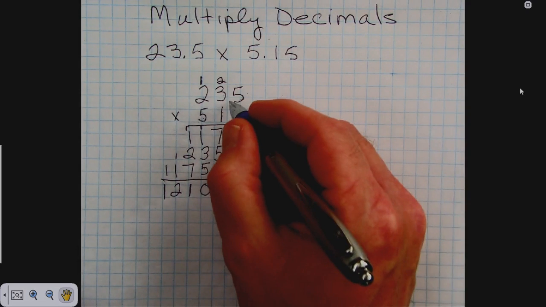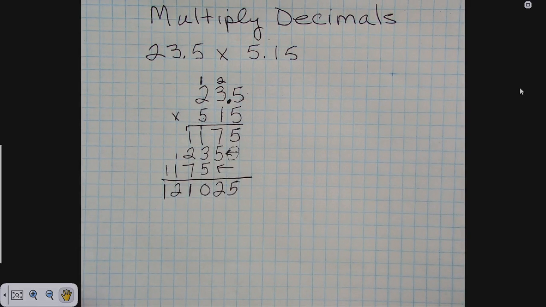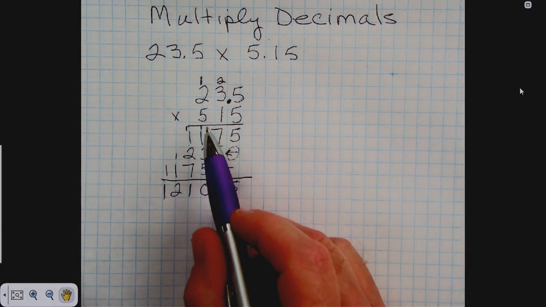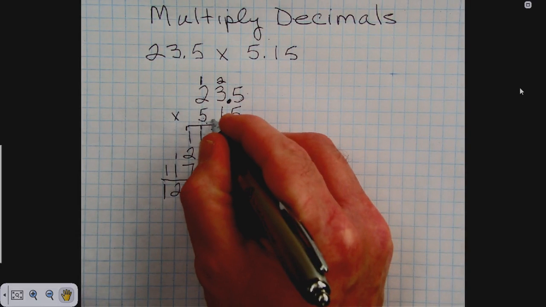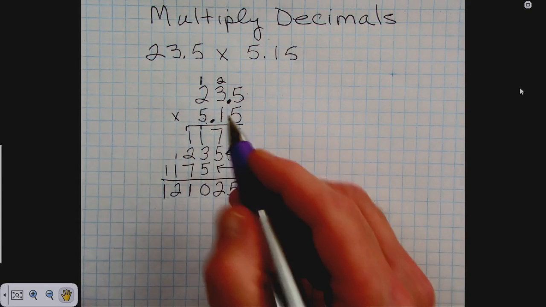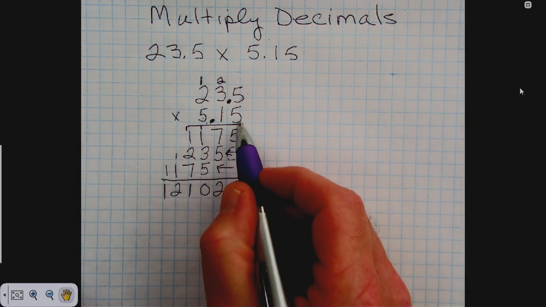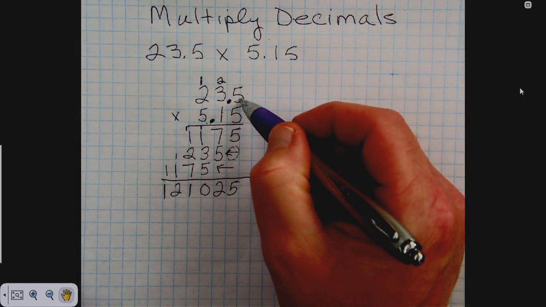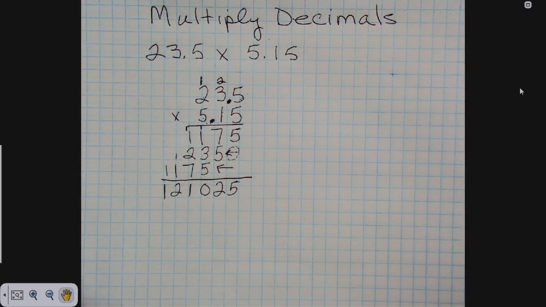This one is actually 23.5, so it's 10 times less. This one is 5.15, so it's 100 times less than 515. I know that because I have 2 decimal places here. So this is 10 times smaller, this is 100 times smaller than if they were whole numbers.